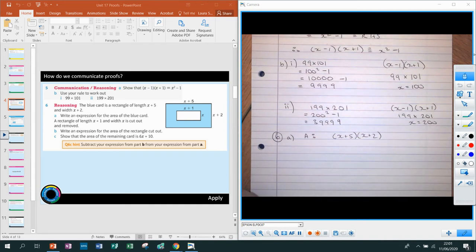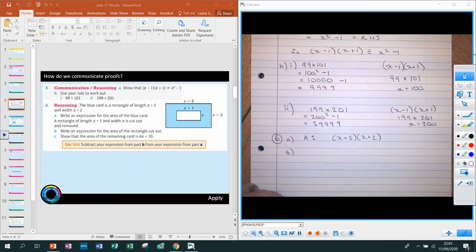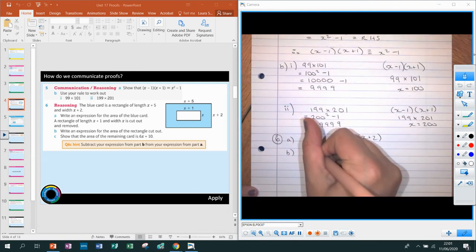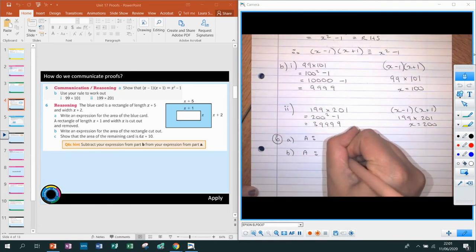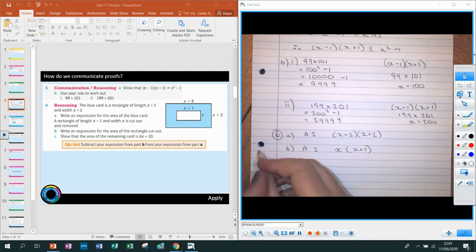Then it says a rectangle of length x plus 1 and width x is cut out and is to be removed. It says write an expression for the area of the rectangle that gets cut out. Again, we know the area is going to be x times x plus 1, length times width. Okay, done.